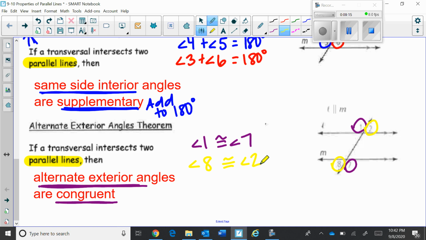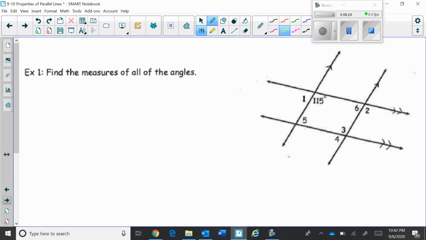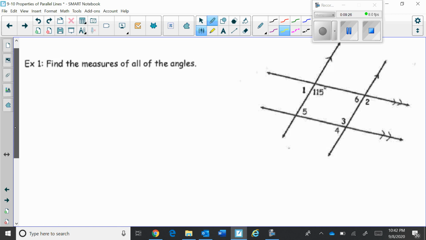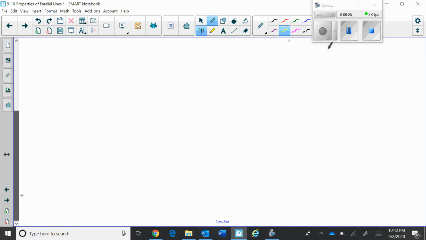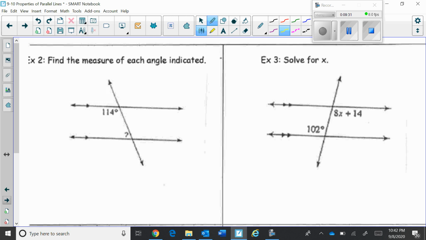All right, so those are all the definitions or the relationships that you really need to know for this unit. We are going to practice, so go ahead and flip to page 2. Skip down to example 2 and example 3.